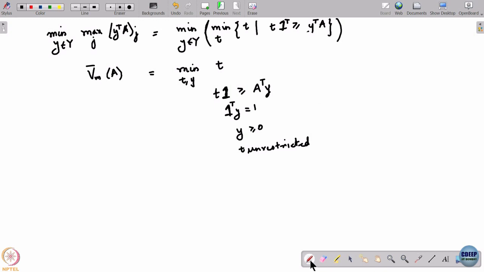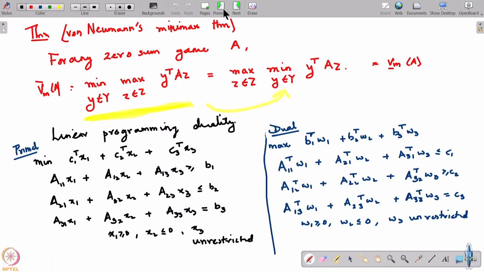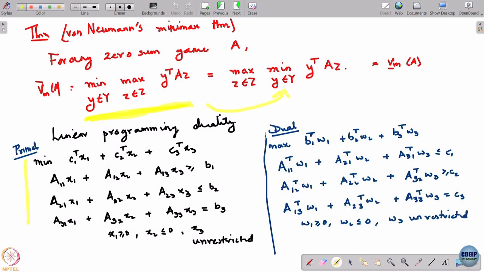So what is this now? This is now a linear program. What we have got is that Vm upper bar can be written as simply the solution of a linear program. We will take this to be our primal, and we will invoke the linear programming duality theorem that we wrote previously. So we are going to write this as a primal problem in this particular form here. Is this fine? All right.